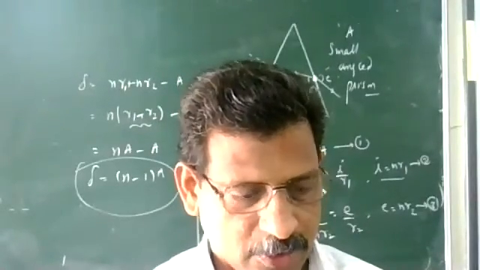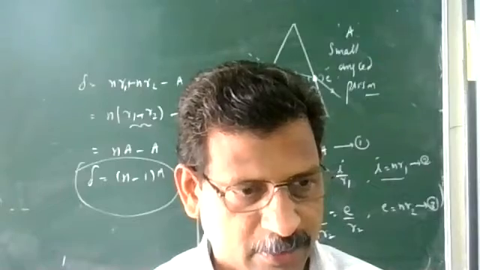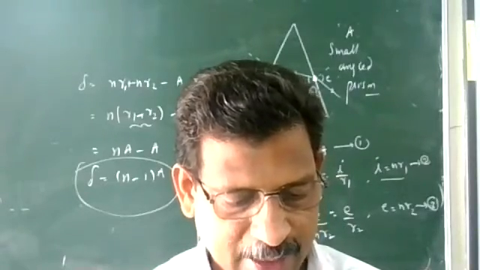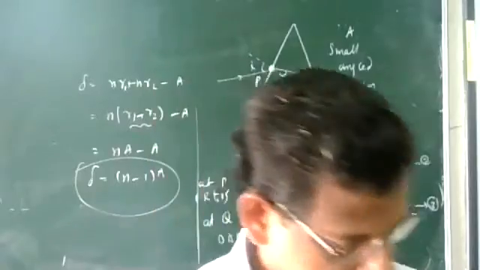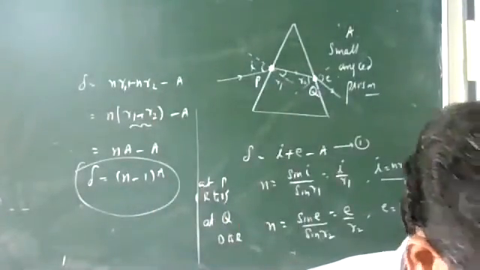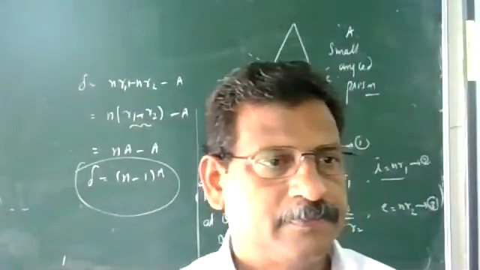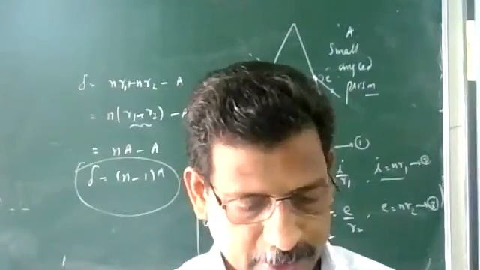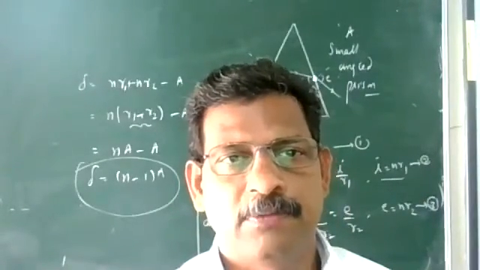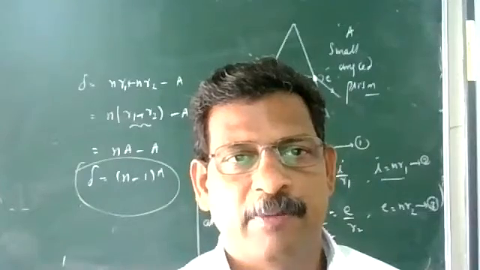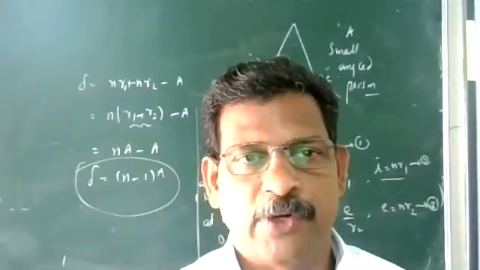Write the equation, substitute the value. Delta equal to (n minus 1) into A, that is 1.5 minus 1 into 6 degree. That is 0.5 into 6, which is 3 degrees.